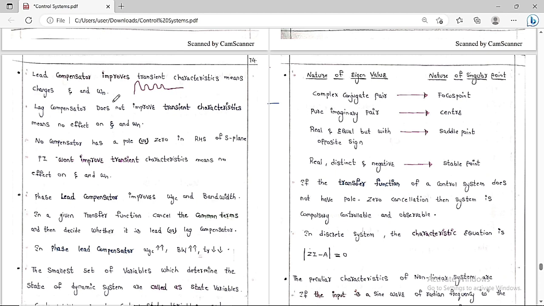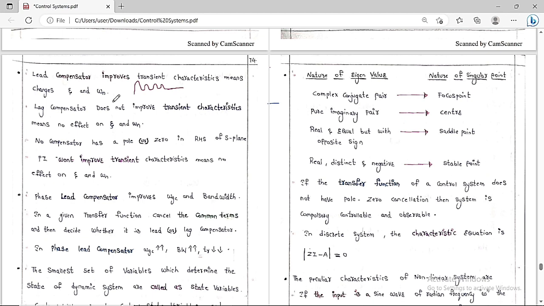Lag compensator does not improve the transient characteristics, meaning no effect on zeta and omega n. I already told you, lag compensator is basically used to improve only the steady state characteristics of the system. So it is not going to affect the transient characteristics, and there is no effect on zeta and omega n. This you always have to keep in your mind. In simple words, lag compensator is basically used to improve the steady state characteristics of the system, so it is not going to improve the transient characteristics.